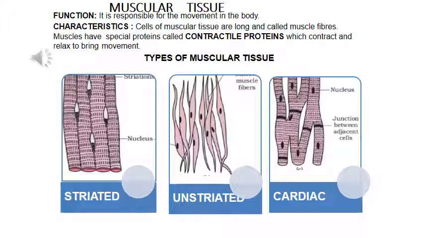What are the characteristics? Cells of muscular tissue are long and called muscle fibers. Muscles have special proteins called contractile proteins. Can you tell me the names of the contractile proteins? Yes, it is actin and myosin, which contract and relax to bring movement. Now these are the types of muscular tissue. Can you see here the diagram? Striated muscles, unstriated and cardiac.